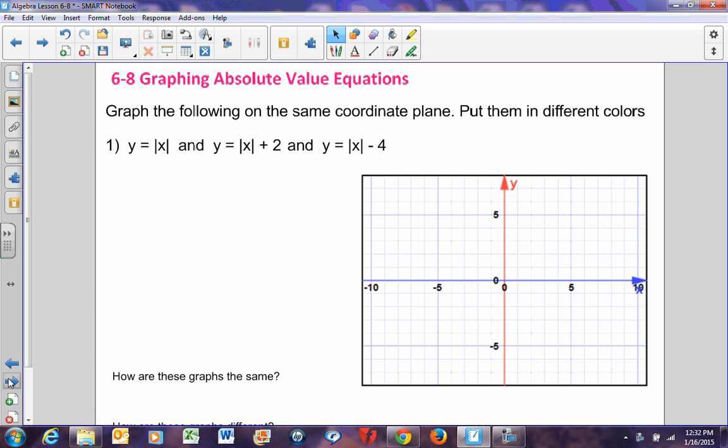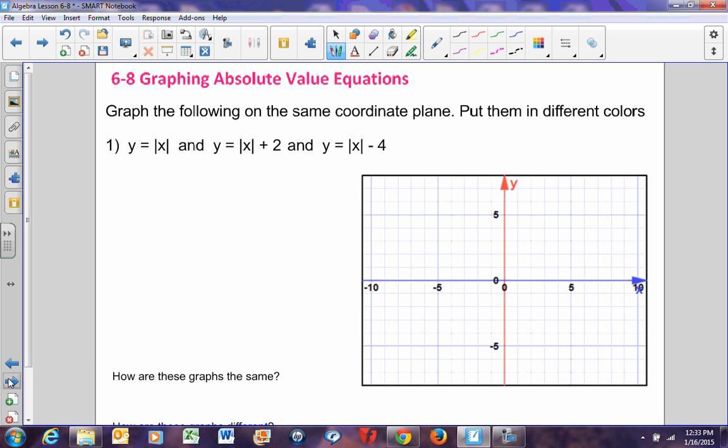All right, you need to get out a piece of graph paper, and if you have colored pencils, those would be handy as well. What we're going to do is graph the following three equations: y equals the absolute value of x, y equals the absolute value of x plus 2, and y equals the absolute value of x minus 4, all on the same coordinate plane. We're going to put them in different colors, however. I'm going to start with y equals the absolute value of x.